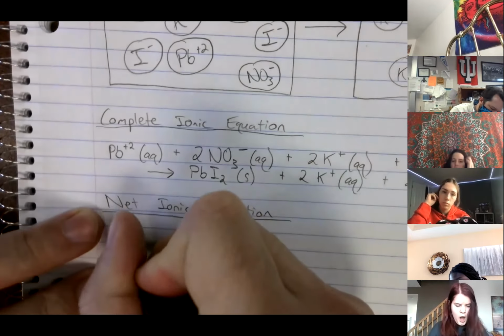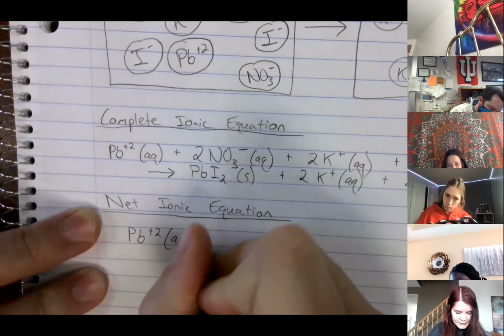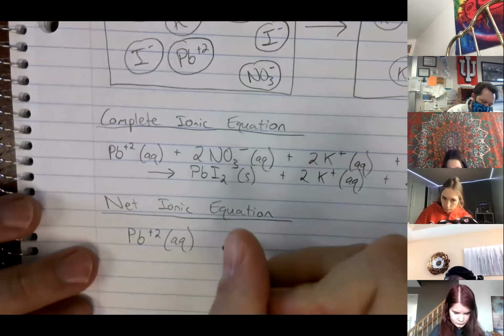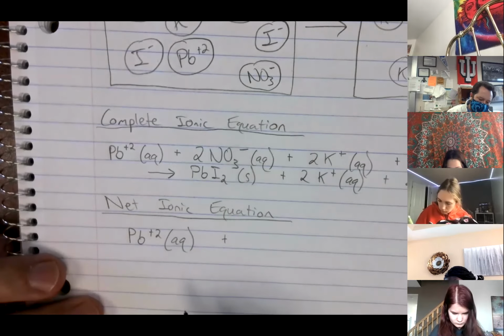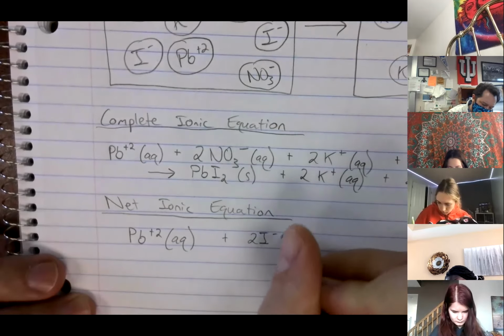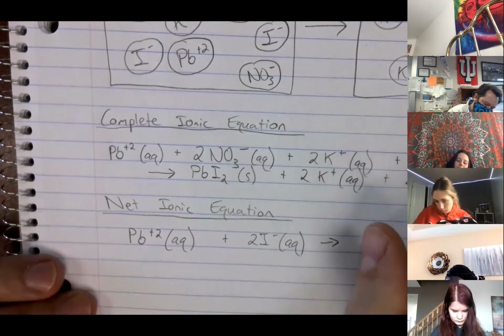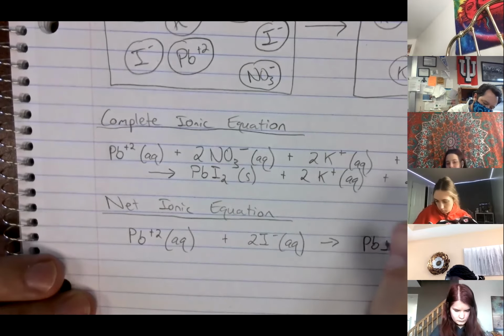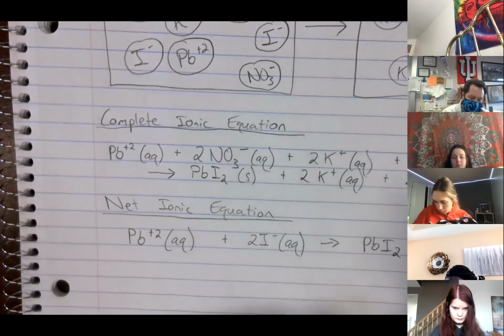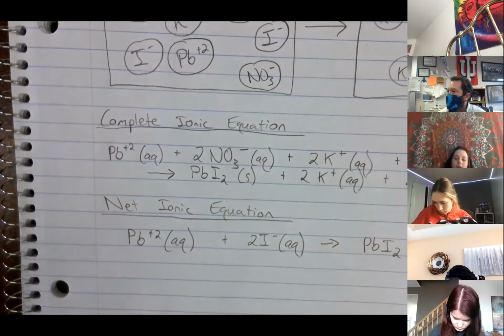Well, what we really saw happen was lead ion reacted with iodide ion, two of them, to form PbI2 as a solid. That's what I actually had happen.